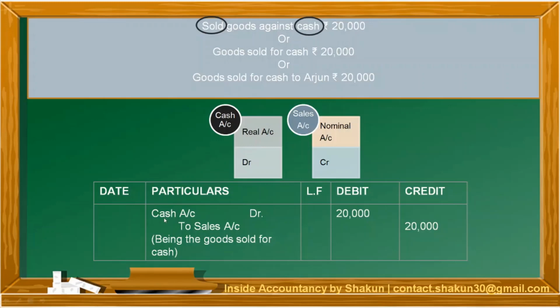Thus our journal entry is cash debited to sales. Please note, I'm again and again saying that the account to be debited is followed by DR, and the account to be credited has a prefix attached to it, that is 'To'. It should always be followed by the narration, being the goods sold for cash.